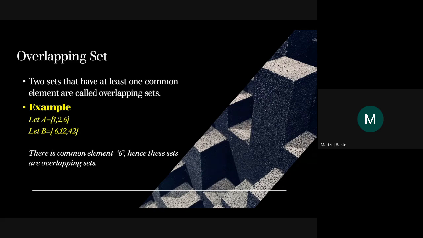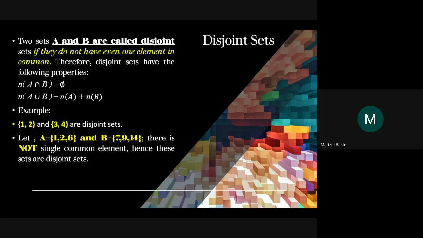The opposite of overlapping sets is disjoint sets. If we say disjoint sets, there is no common element in the two sets. Example, you have two sets, one with 1 and 2, and the other with 3 and 4, but they don't have anything in common, no duplicates. Therefore, these are disjoint sets. Another example: 1, 2, 6 as the elements of A, and 7, 9, 14 as the elements of B. There is no single common element in both sets, so these are disjoint sets.